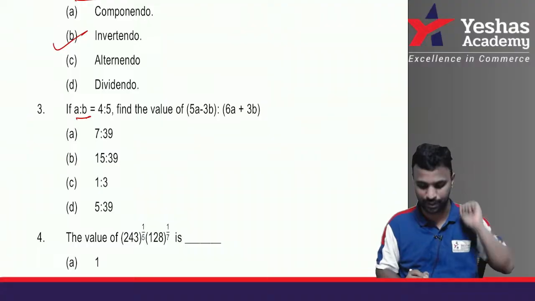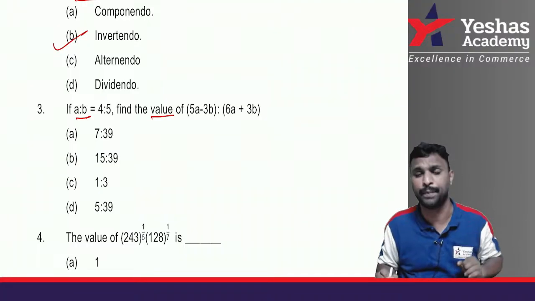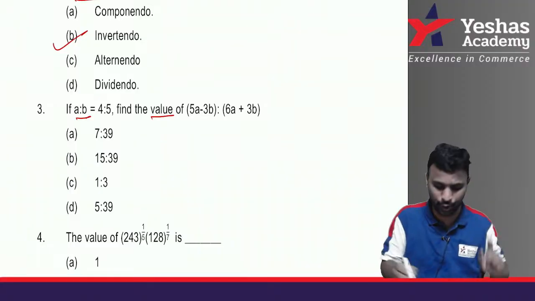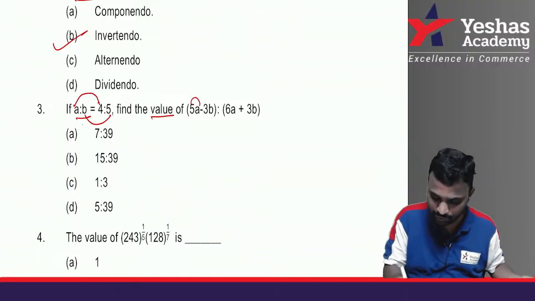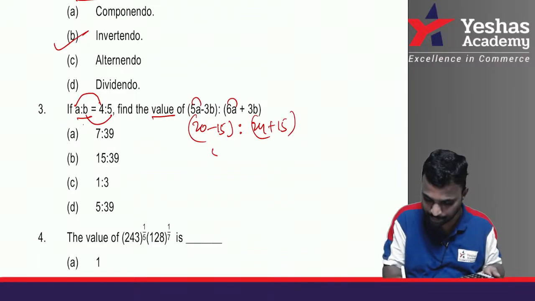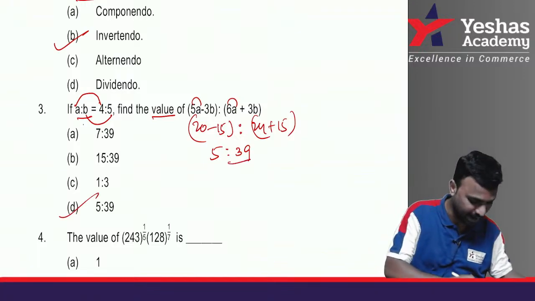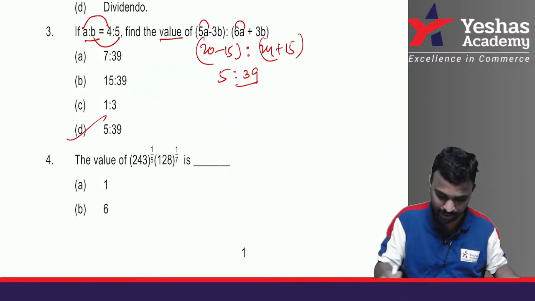Moving on to the next question. A is to B is 4:5. Find the value of 5a minus 3b is to 6a plus 3b. Guys, I told you, whenever the ratio is given and ratio itself is asked, what to do? Substitute the a value as 4 and b value as 5. So 5 into 4 is 20 minus 3 into 5 is 15 is to 6 into 4, how much? 24 plus 3 into 5 is 15. So the ratio becomes 5:39. That means option D is the right answer. Hope it is clear.